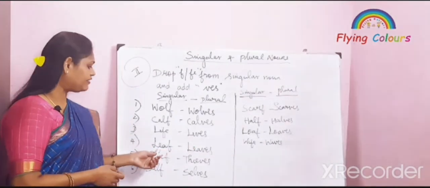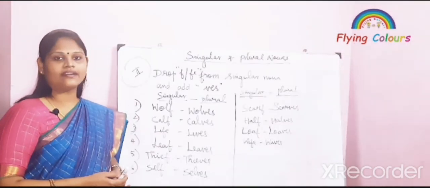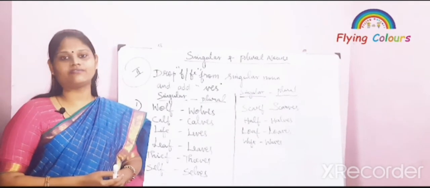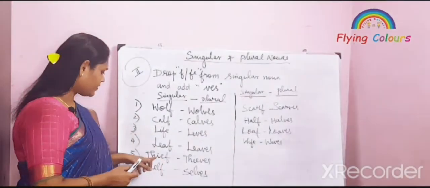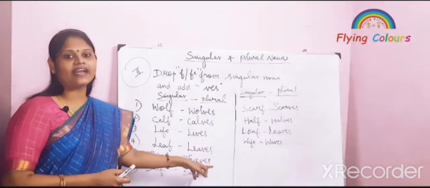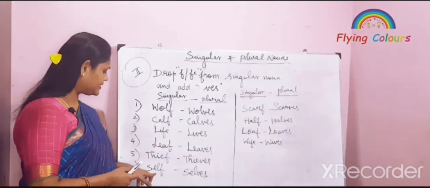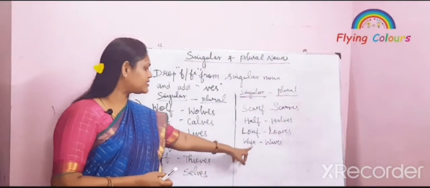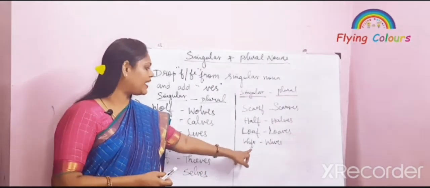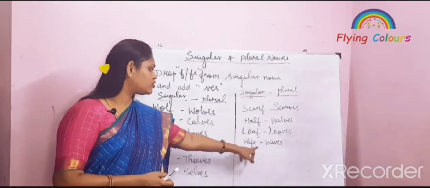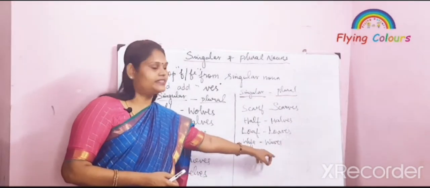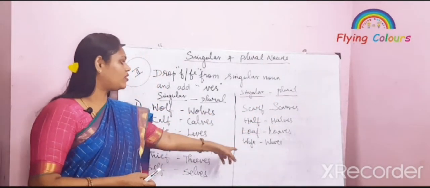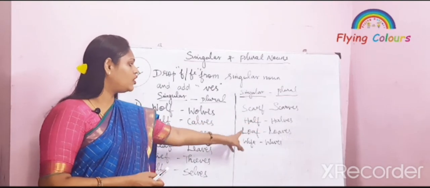Lives. Leaf: drop f and add ves. Thief: dropping f and adding ves. Self: drop f and add ves. One more example for fe, wife: drop fe and add ves. Scarf: drop f and add ves. The same concept for half, halves, and loaf, loaves.